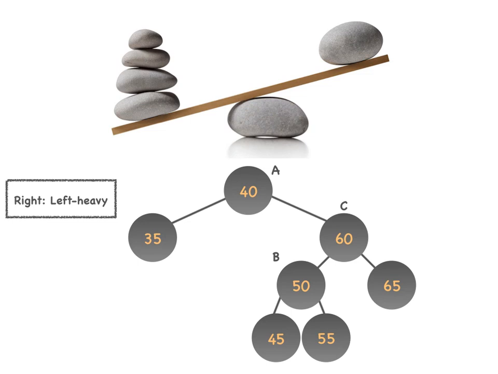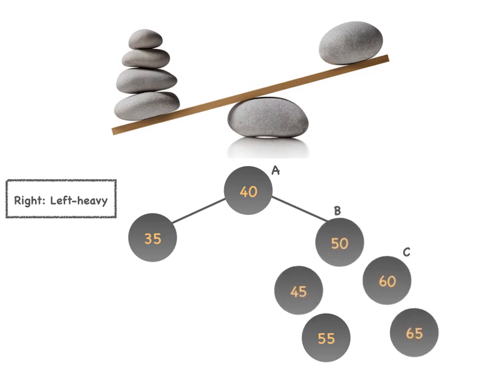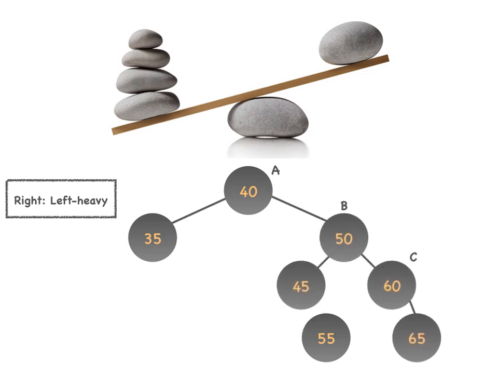Well, let's carry out the first step. The first step, C becomes the right child of B. In this case, the only node whose role got taken was 55. So what we do with 55 is we're going to move it over to the other side. 55 will go from being a right child to a left child.